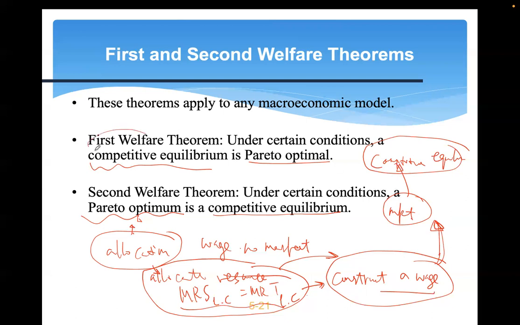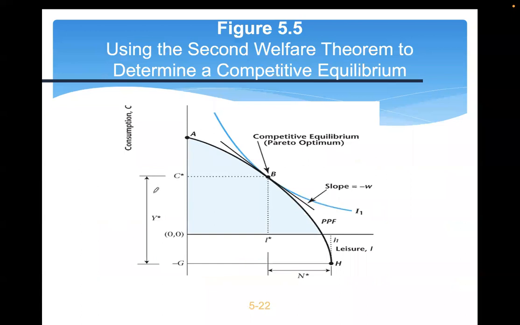The first welfare theorem says, okay, you have a competitive equilibrium, and based on the market response, you have a wage and some allocation. This allocation is going to satisfy all the conditions for Pareto optimal. So these two are two sides of the same coin. Now let's see how we are going to construct a competitive equilibrium given you reach Pareto optimal.